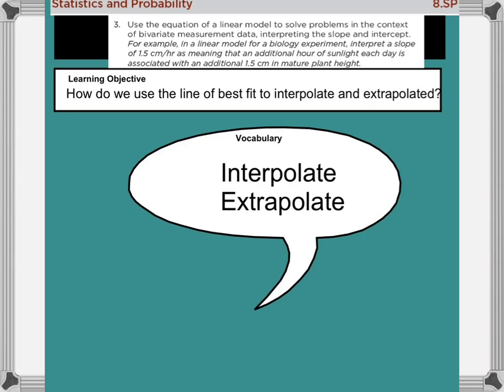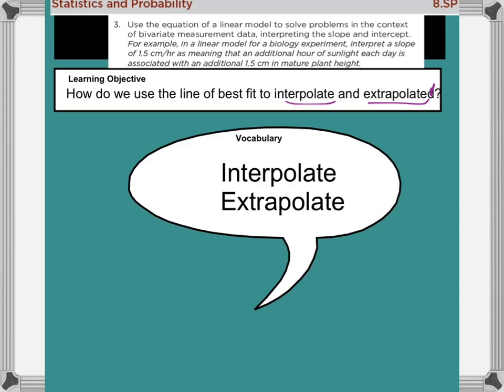Okay, today we're going to talk about how we can use the line of best fit to do something that we call interpolation or extrapolation. There shouldn't be a D on that. Okay, so how do we use the line of best fit to interpolate and extrapolate?